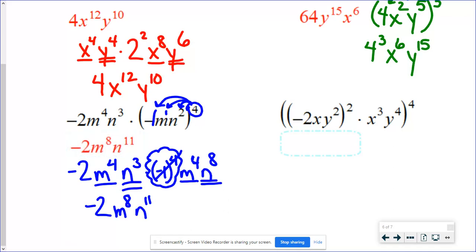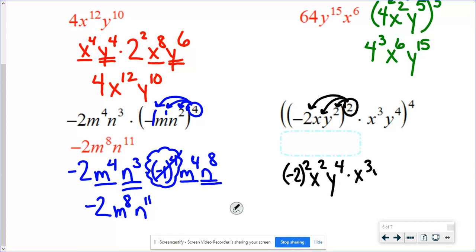And in this last one, I've got parentheses inside parentheses. Super fun. So let's start with distributing this squared. Negative 2 squared, let me just write it like that, is going to be a positive 4. X squared and y to the 4th.